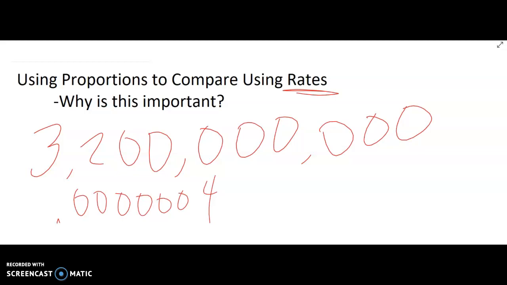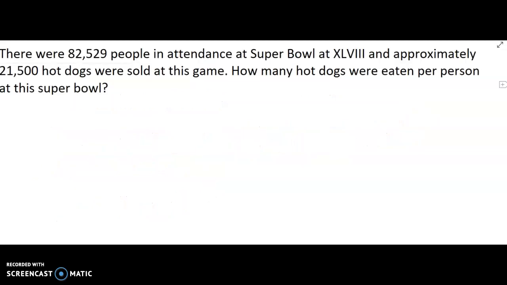So we can use proportions to change these types of numbers into maybe per 1, or per 10, per 100, because then we'd have a better way of understanding, right? So the point of using proportions to compare using rates is to allow us the ability to understand and comprehend these numbers in sizes that we can imagine, right? Okay, so let's jump in.